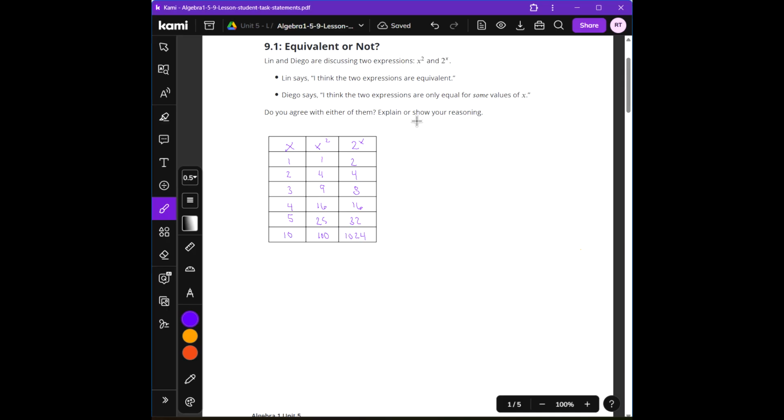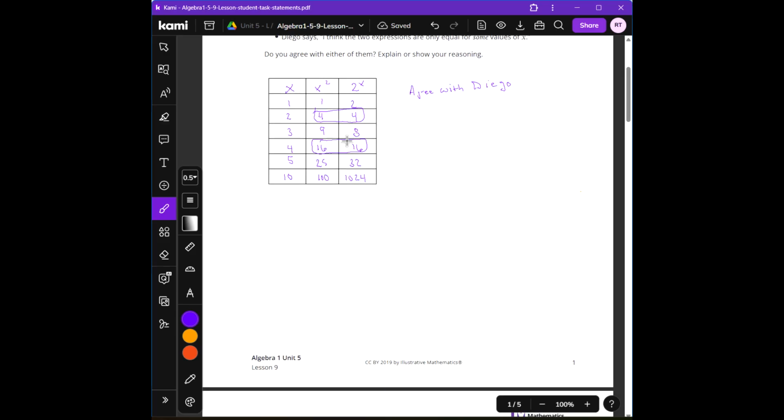So are the two expressions equivalent? Well, no. We can see that they do have a couple places where they're equal, like they are equal here, and they are equal here, but they are not equal anywhere else, so no. Basically, we could agree with Diego. And that's kind of the best way to do that.